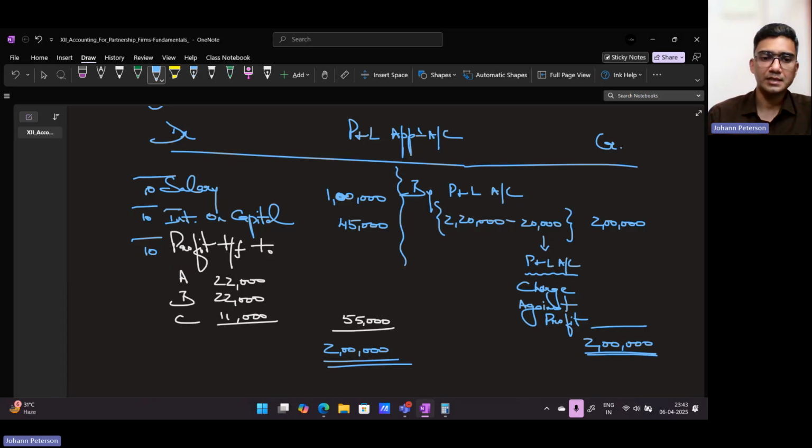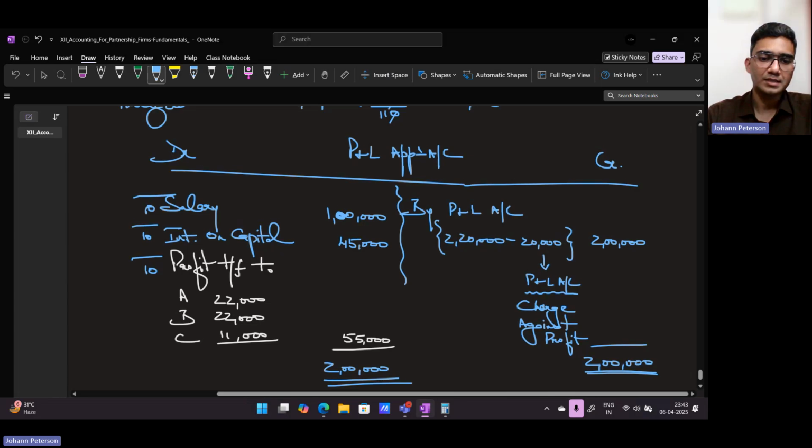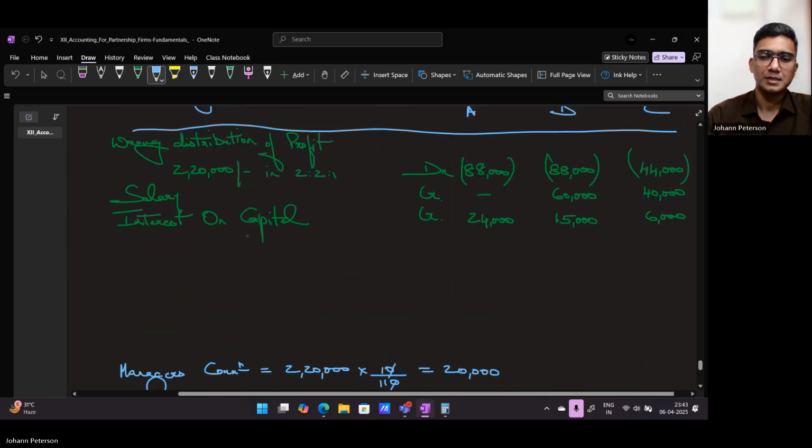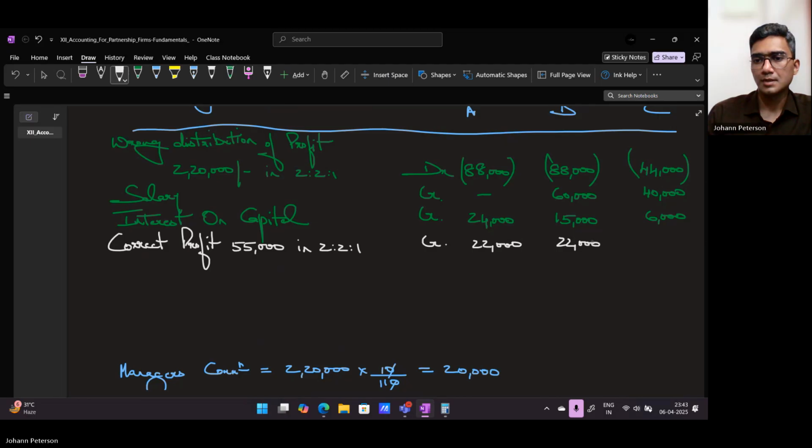So now I just have to take these amounts into that adjustment table. A gets 22, B 22, and C 11. So I would write correct profit. Amount is 55,000 in 2 is to 2 is to 1. That means it is credited, which is 22, 22, and 11.